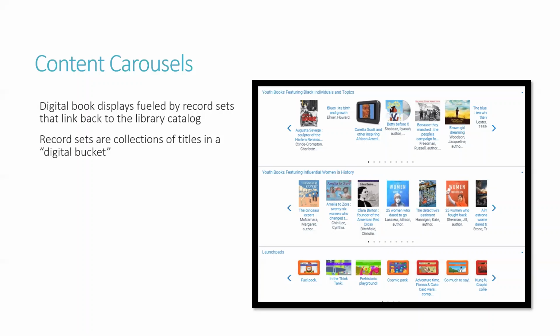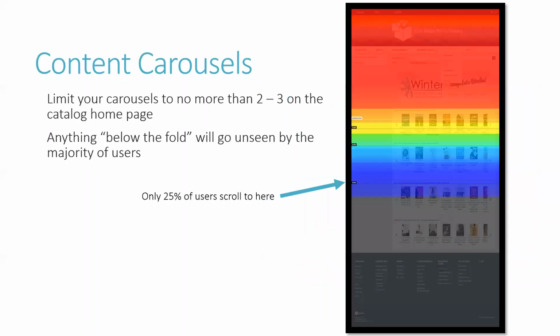Record sets link back to the catalog so patrons can find and place holds on materials. As you'll see in this picture here, these are actually Glencoe's carousels right now. Patrons see these on that homepage. Clicking on a title takes that patron to the title in the catalog. There they can place a hold on it, view more information about it, or locate it in the library.